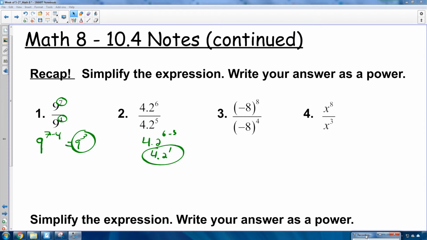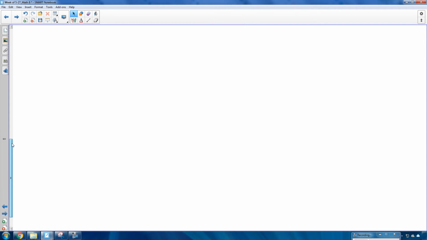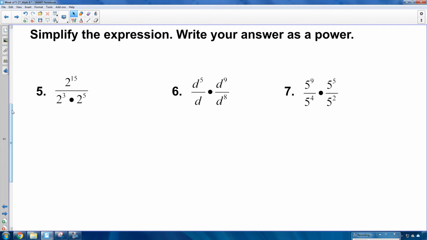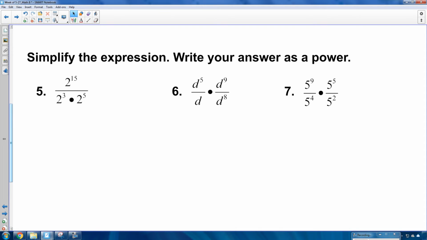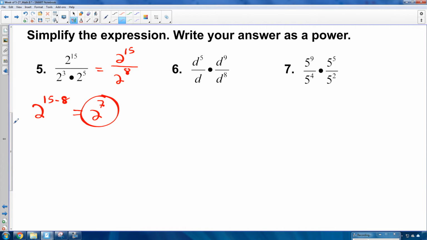So what I'm going to do now is move on to a couple of different problems that maybe are a little bit more advanced. There's two things going on at once in these problems. It says simplify the expression, write your answer as a power. If I simplify the bottom, I have 2 to the 3 and 5, which is 8. So I have 2 to the 8th. The top doesn't change. I have 2 to the 15th. So this is going to be 2 to the 15th over 2 to the 8th. I'm going to subtract exponents, 15 minus 8. That's the division rule of exponents. And that's 7. So 2 to the 7th is our answer for 5.